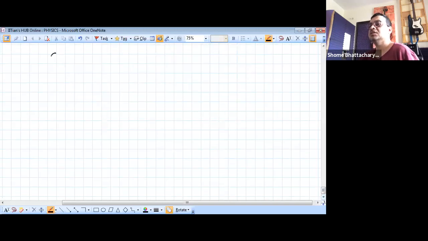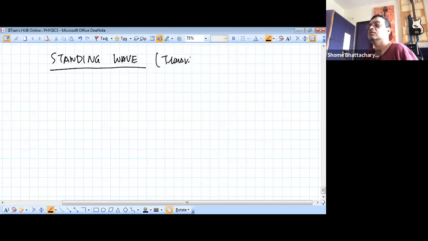So for example, in a standing wave, if we consider a transverse case, okay, where we have a string between two rigid walls, now let us say we have a string which is oscillating, let's say in the third harmonic or something.